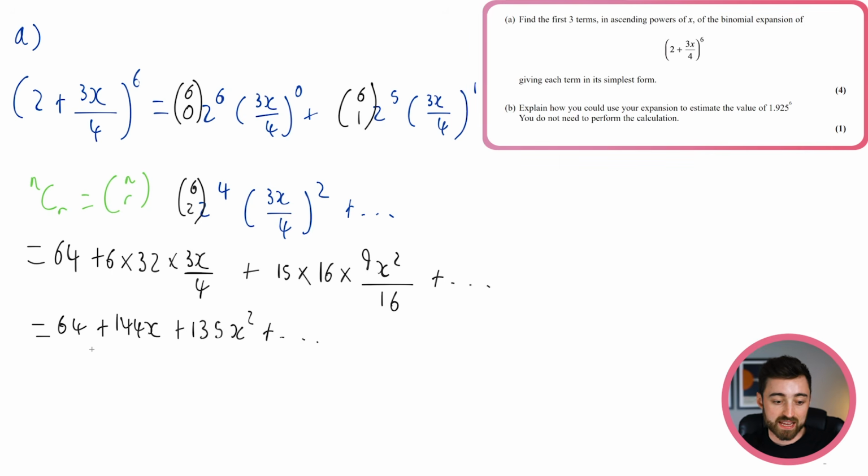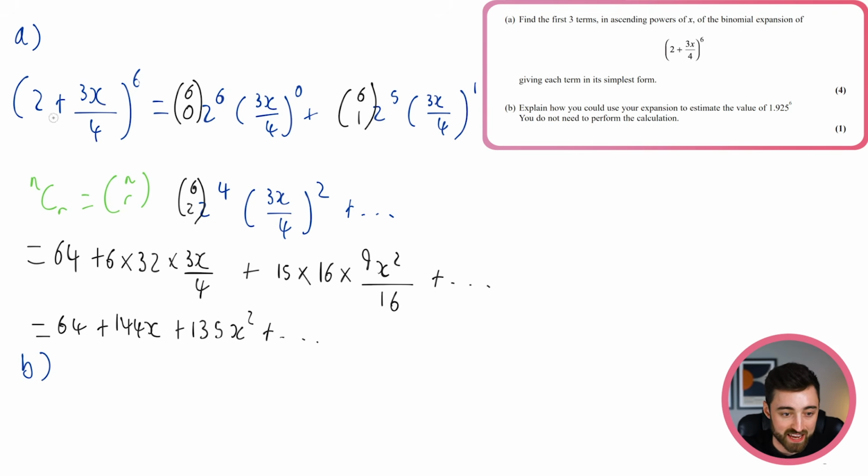Part B says explain how you could use your expansion to estimate the value of 1.95 to the power 6. Oh, you don't need to perform a calculation. That's nice. So look at what we did in part A. We worked out what some bracket, the bracket looks grim, but whatever this bracket is, to the power of 6. And then we have 1.925 to the power of 6.